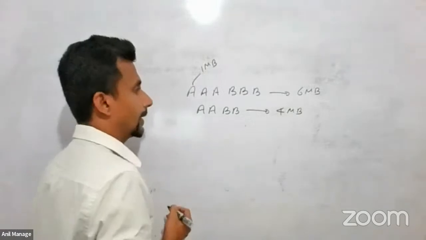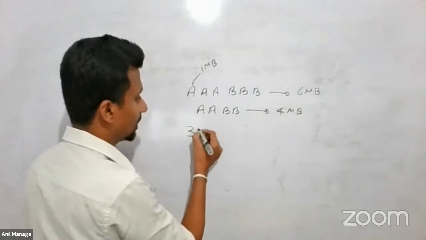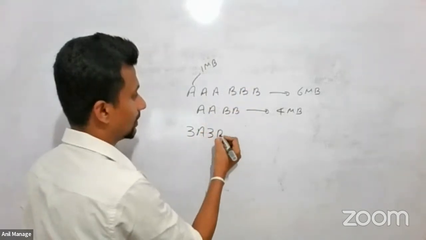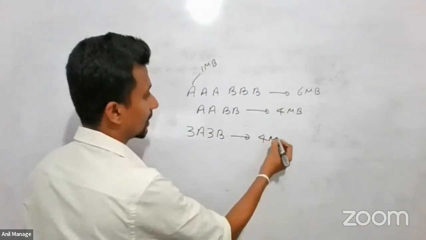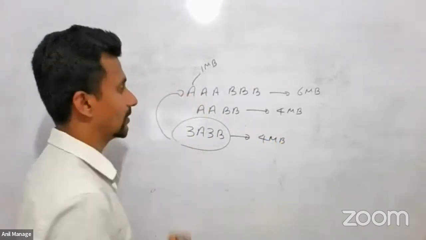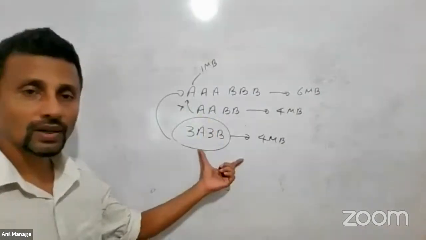There's another technique, lossless compression. You have some techniques like 3A's. So 3A, how many A's are there? 3B's, how many B's are there? Again 4 MB. So this is lossless. That means you can go back to the original one. Here you cannot go back to the original one. This is called lossless. So this is called compression.